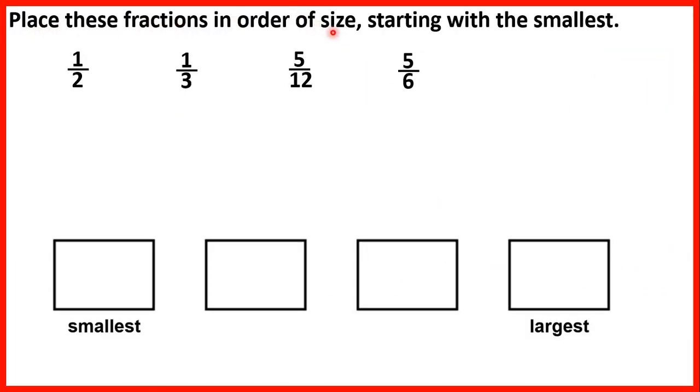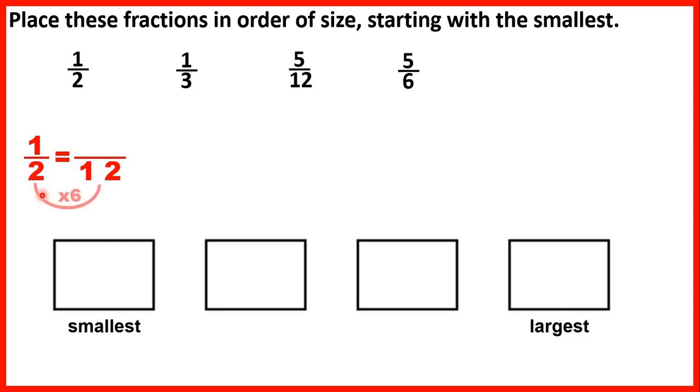Place these fractions in order of size, starting with the smallest. So here we need to compare fractions, but we have different denominators, and to compare fractions, it's easier if the denominators are the same. Now our largest denominator is 12, that's not our largest fraction, but our largest denominator, and 12 is in the 2 times table, it's in the 3 times table, and it's in the 6 times table. So we can find equivalent fractions which have a denominator of 12.